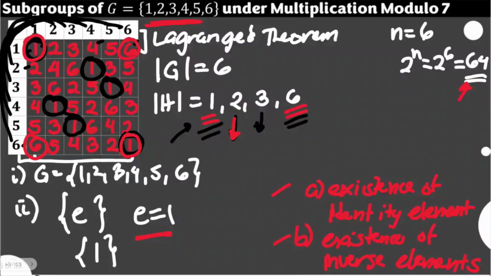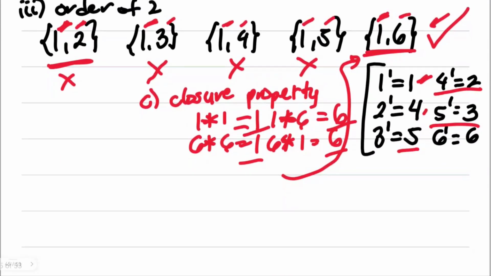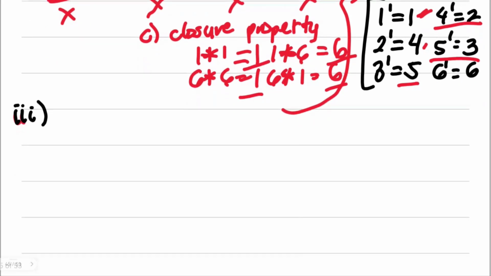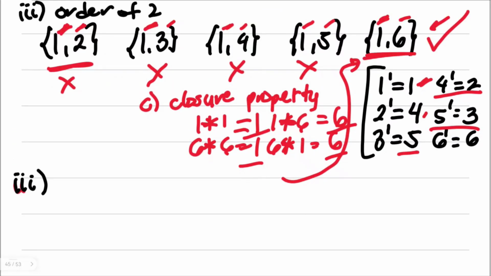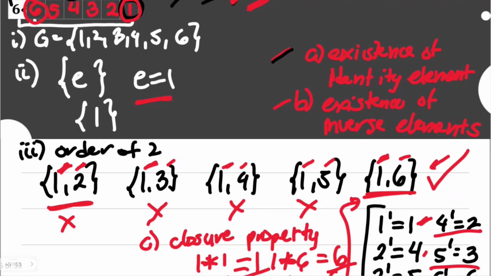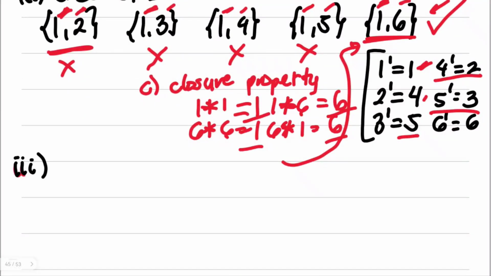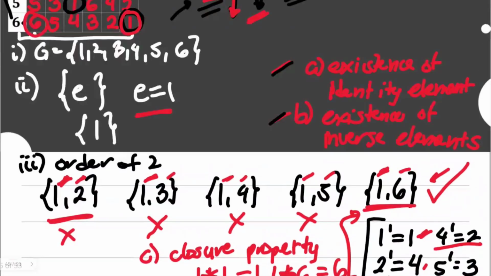So we need to move to the next one because we still need to identify subgroups of order 3. Now, a subgroup of order 3, as mentioned, similar to this form, would be the combination of 3 different elements. But we might have a lot of combinations to try. So what would be our strategy here? My strategy is, of course, always include the identity element. So our subsets of order 3 must contain 1 as well, because the identity element must also be contained in that. And then secondly, the existence of inverse elements should also be there.